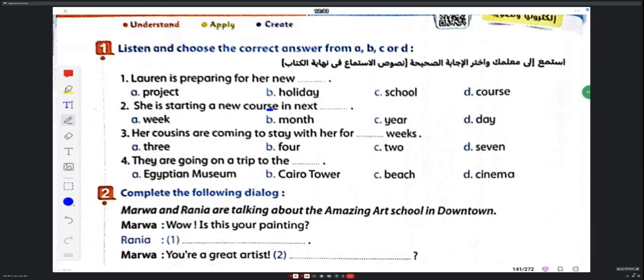Okay, so Lauren is preparing for her new course. Anyone can answer. She's starting a new course next week. Her cousins are coming to stay with her for 2 weeks. They are going on a trip to the museum? What? Beach, museum. Go back to the listening. The beach.